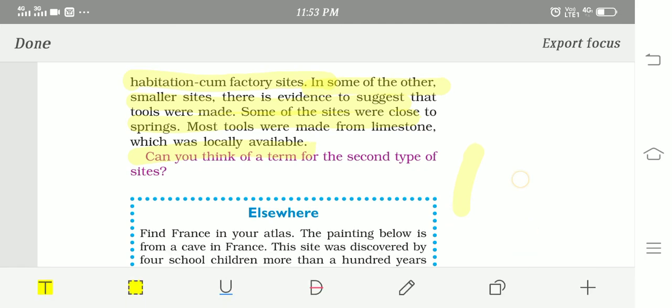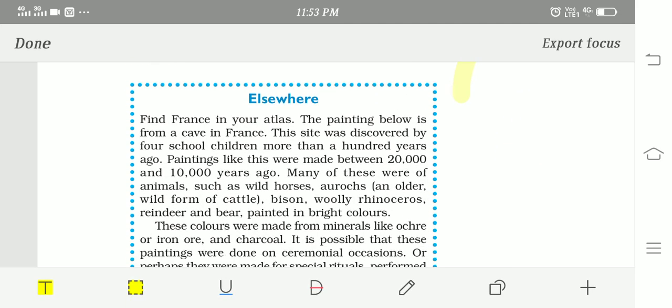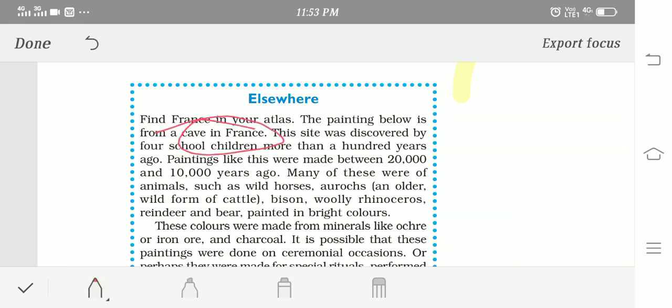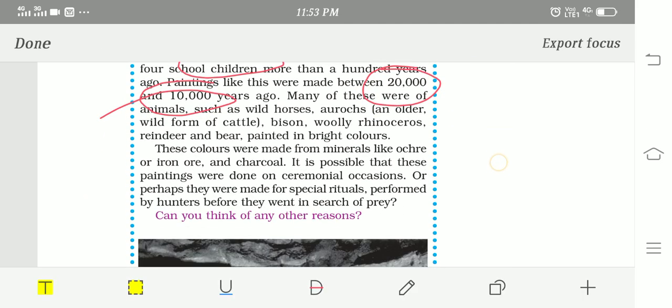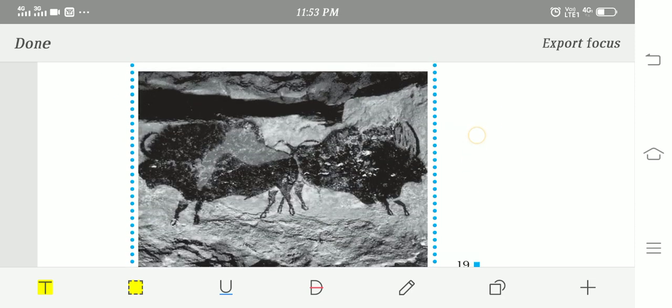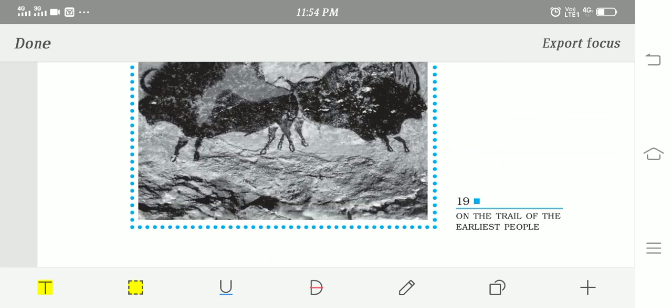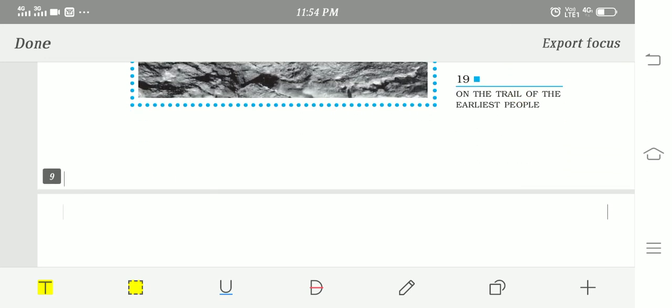Now moving further, elsewhere in the world, in France, paintings have been found which were made 20,000 to 10,000 years ago. So definitely this is showing this. You can see this painting has been shown. This kind of animal must have been found at that time in Europe. That's why pictures were made.